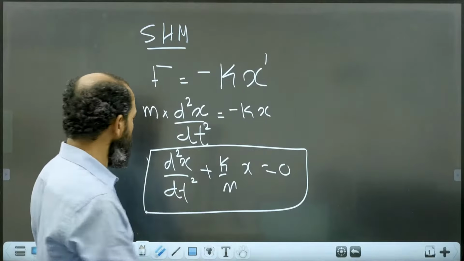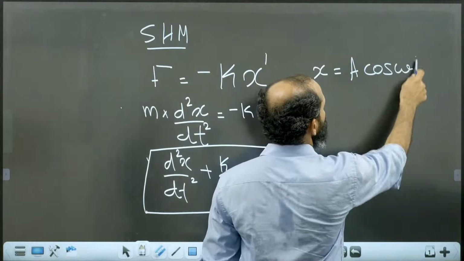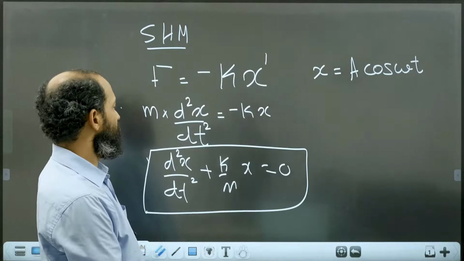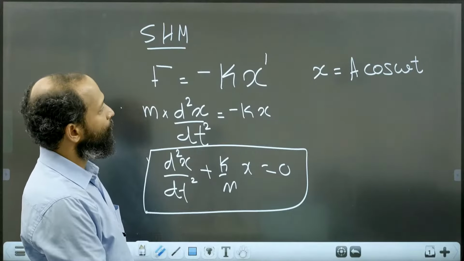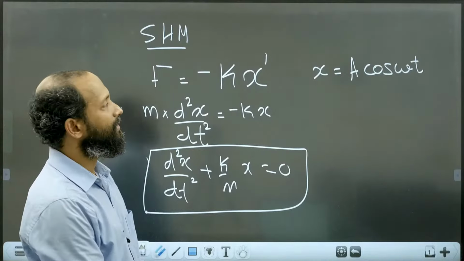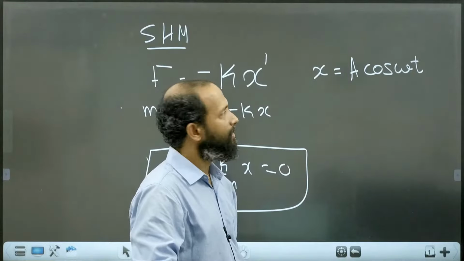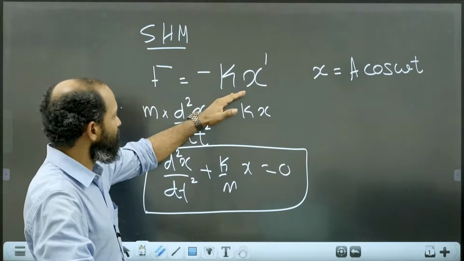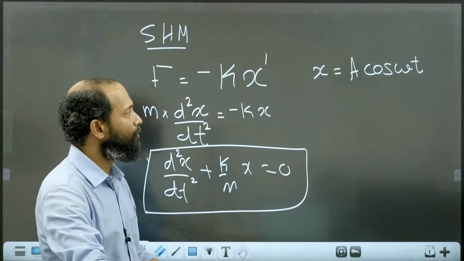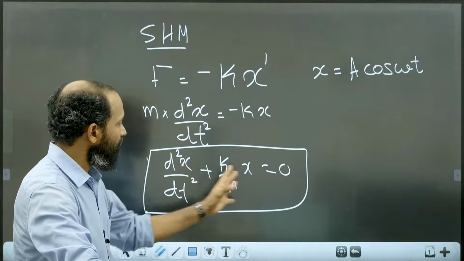Its solution can be found mathematically, and you may get x is equal to a cos omega t, or x is equal to a sin omega t, whatever. For this, x can be represented as the position which varies with respect to time simple harmonically. So if force is of this form and position is of this form, then the respective velocity and acceleration, all that we can find out.